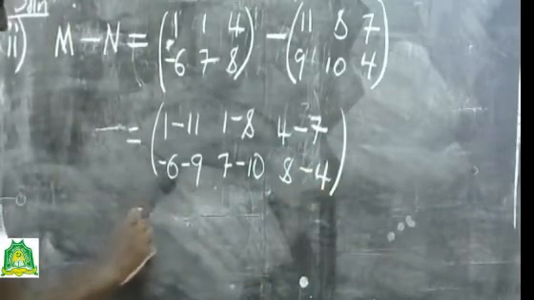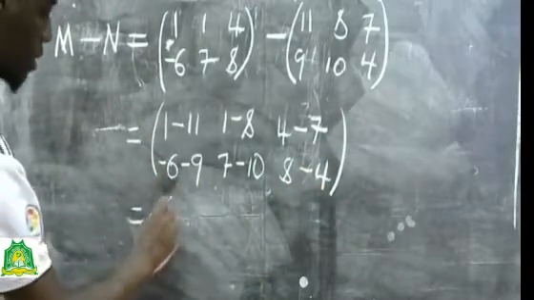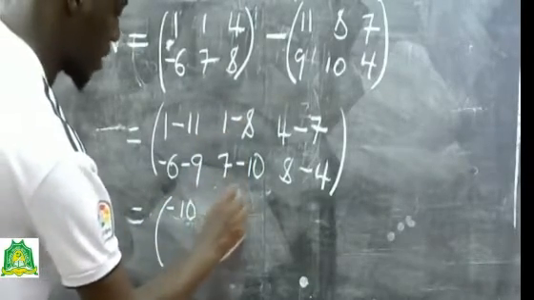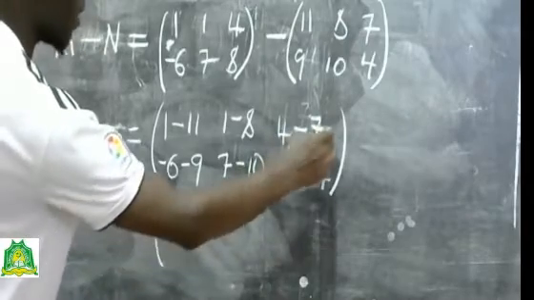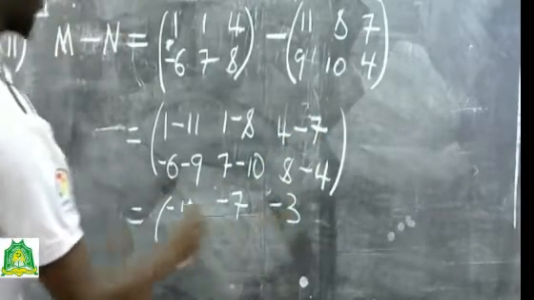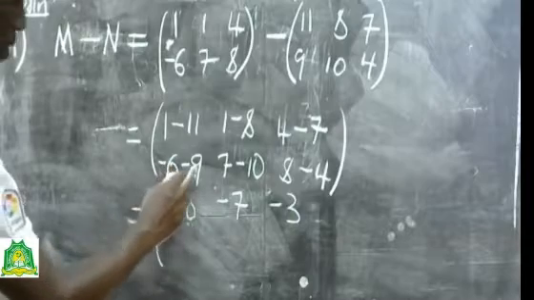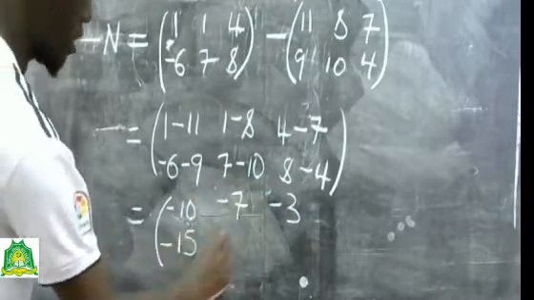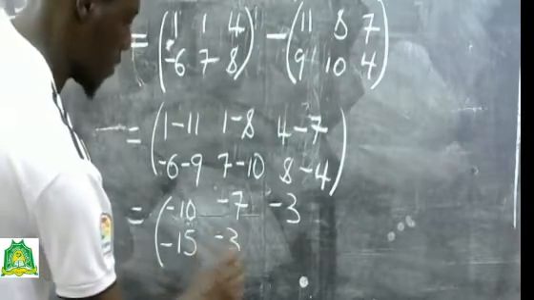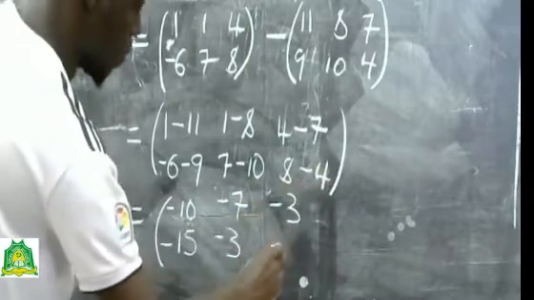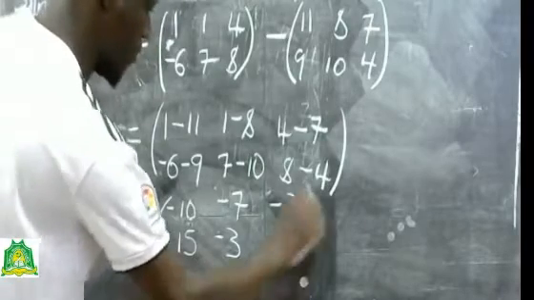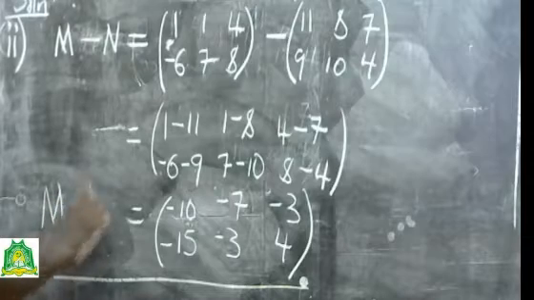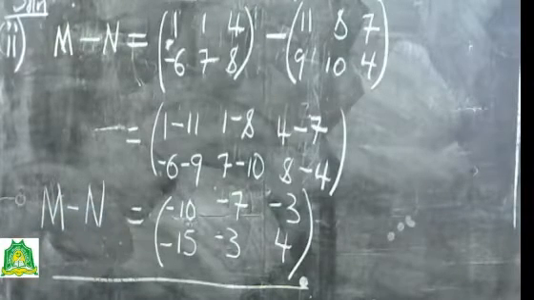So when I subtract 1 minus 11, it's going to be negative 10. 1 minus 8 is going to be negative 7. 4 minus 7 is going to be negative 3. Negative 6 minus 9 is going to be negative 15. 7 minus 10 is going to be negative 3. 8 minus 4 gives you a positive 4. So this one gives me my matrix M minus matrix N.